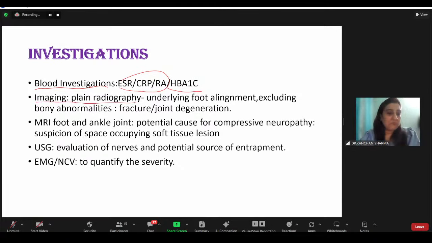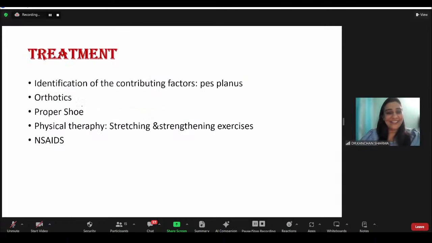And yes, plain radiograph is also very, very important because we need to look for the foot alignment. We need to exclude the fractures and the joint degenerations. And if you do not have access to ultrasound, you can always go for an MRI. And as I always say, ultrasound is the best for peripheral nerve entrapment.